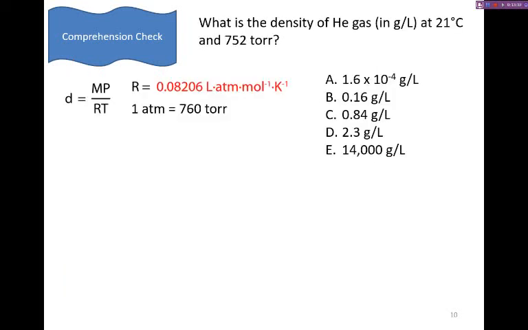Why don't you try this calculation problem now? Pause the video and try this before moving on.